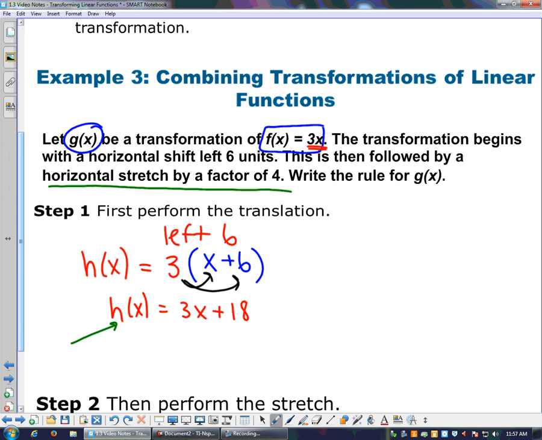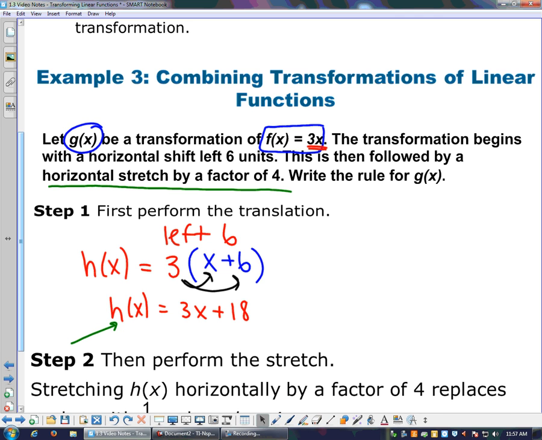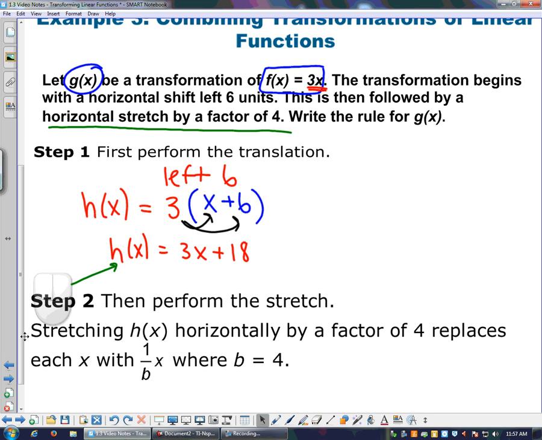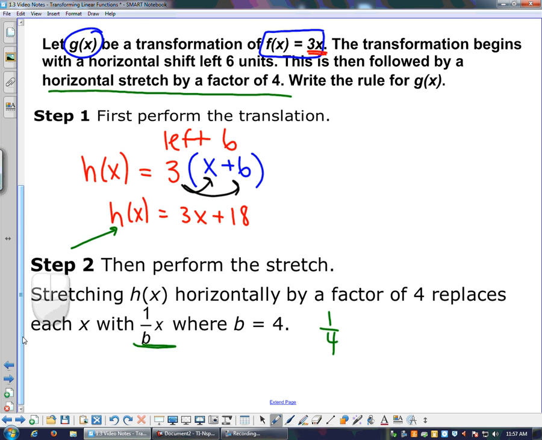Again, this stepping stone is the one we're going to use. To horizontally stretch it by a factor of 4, we remember what we just talked about: we replace each x with 1 over b times x, where b is 4. So we use the reciprocal of 4, which is 1/4. In our function, instead of 3x plus 18, we take out this x and replace it with 1/4 times x. This will become how we build our new function, g of x.